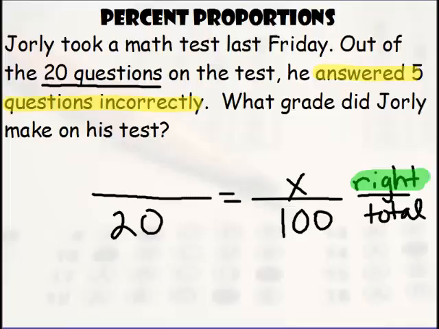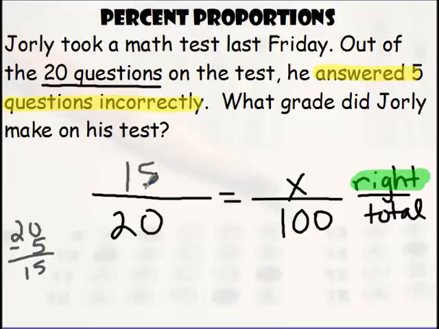We'll take 20 minus 5. And 20 minus the 5 that were incorrect would give us the number that were correct. So that would be 15.